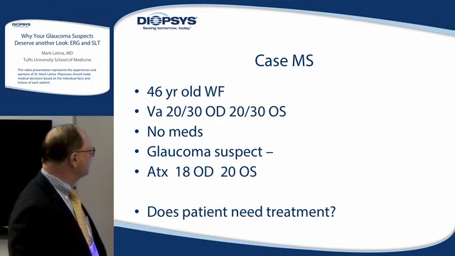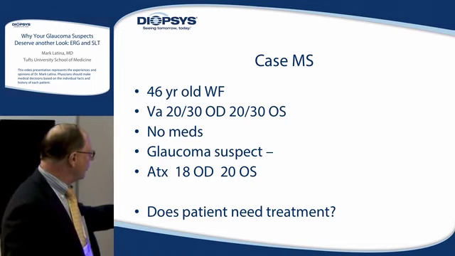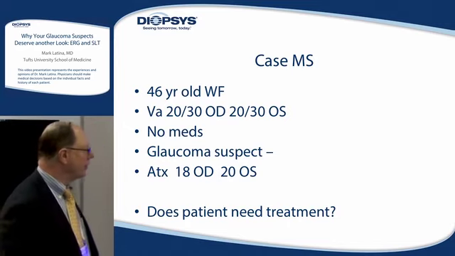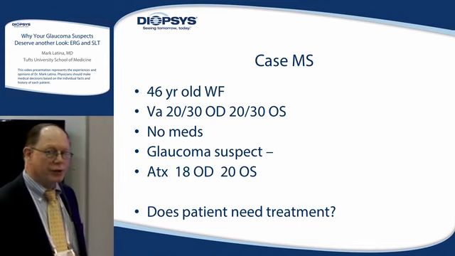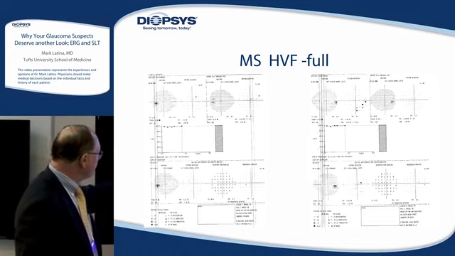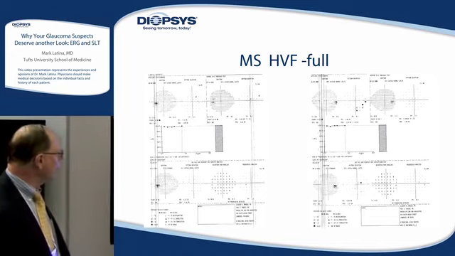Another case, MS, visual acuity 20/30, no meds, glaucoma suspect. Does the patient need treatment? Pressures of 18 and 20 millimeters of mercury. You know, we get a lot of these patients and I think you see a lot of these patients in the office. This is some historical data that we got from the patient. So the field looked pretty good. It was pretty stable over time, at least.